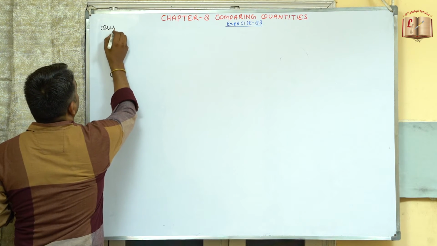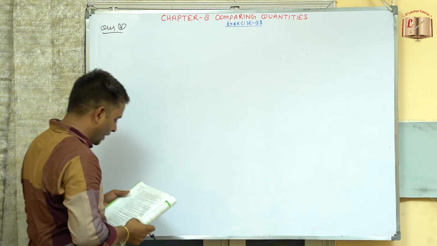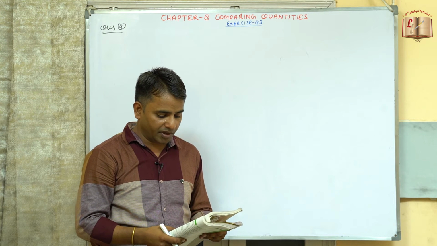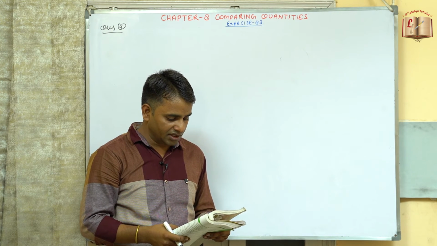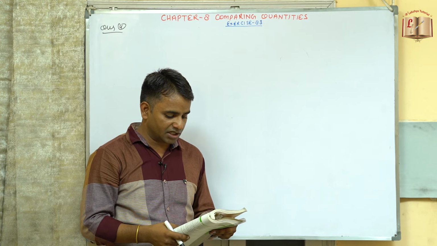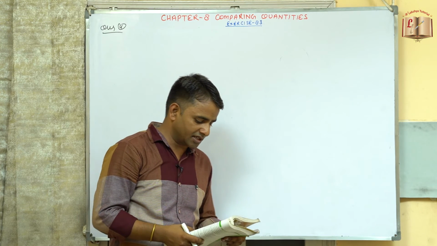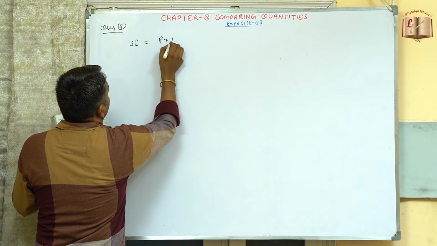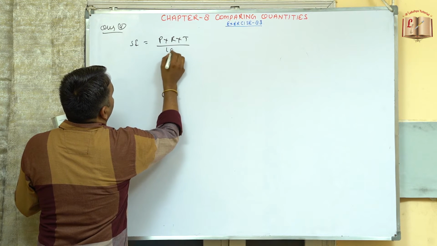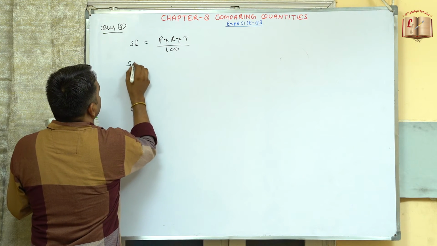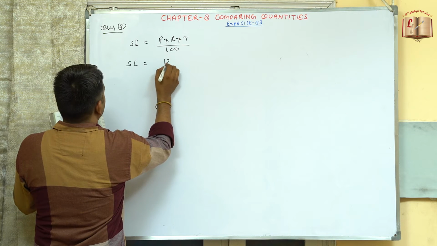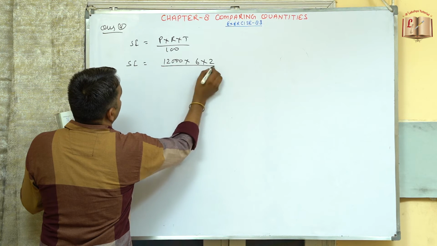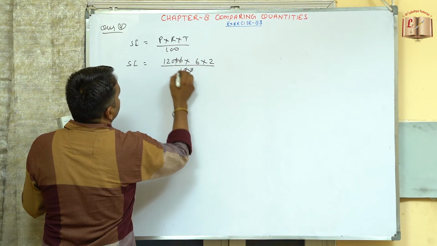So now coming to question number 4. I borrowed rupees 12,000 from Jamshed at 6% per annum simple interest for 2 years. Had I borrowed the sum at 6% per annum compound interest, what extra amount would I have to pay? So first of all, we will find the SI, which will be P into R into T by 100. So SI will be equal to the principal, already given, 12,000 into rate 6 into time 2, divided by 100, and the zeros cancel.